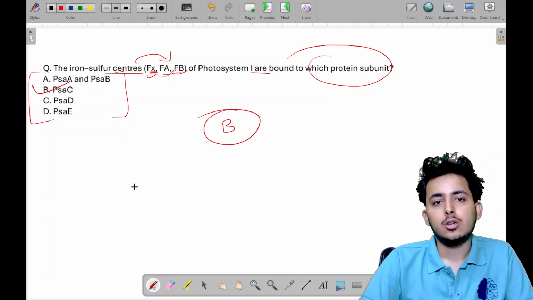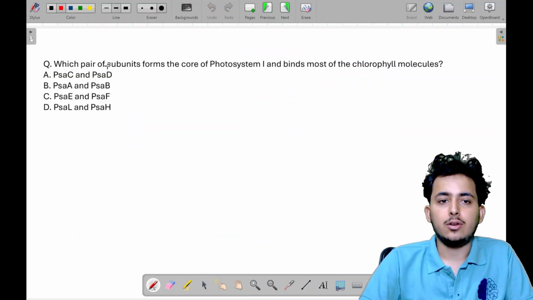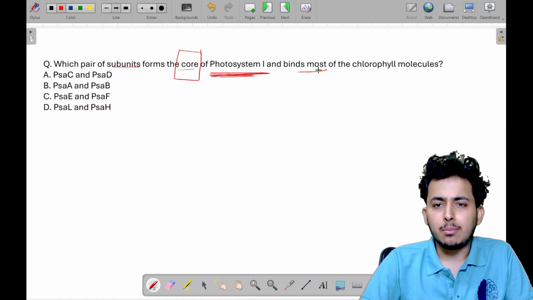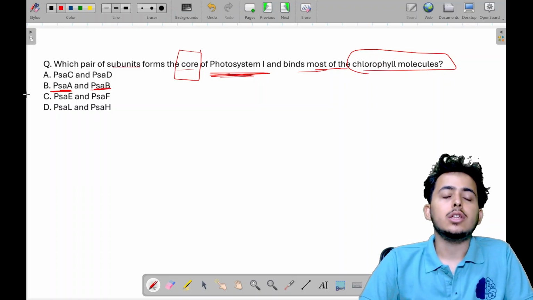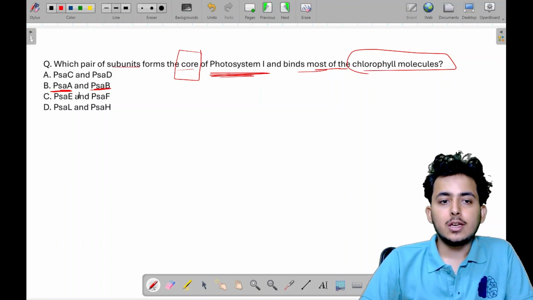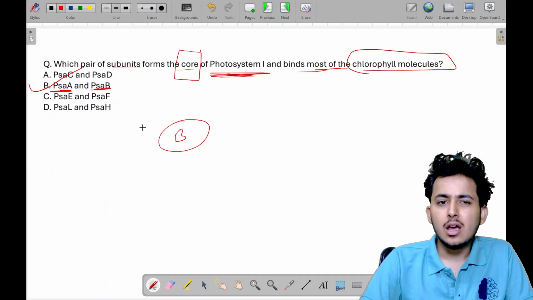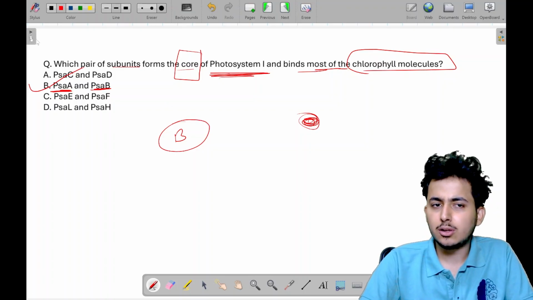Okay, B option. So coming over to the next question, guys, which pair of subunits forms the core of photosystem 1 and binds most of the chlorophyll molecules? I told you that PsaA and PsaB form the core. So basically the answer is B. You also have other subunits, but from your examination point of view, PsaA, B, C and D, where D is associated with the ferredoxin. That is something you can remember, but PsaA, B and C are the most important ones.